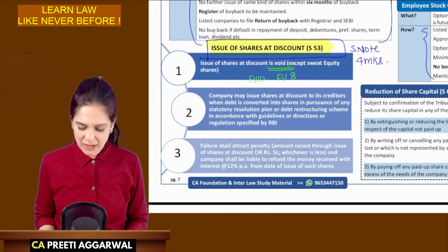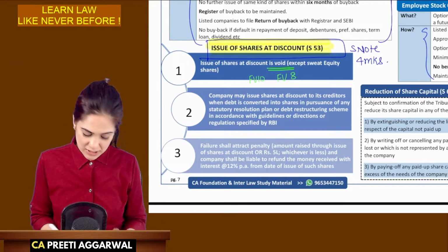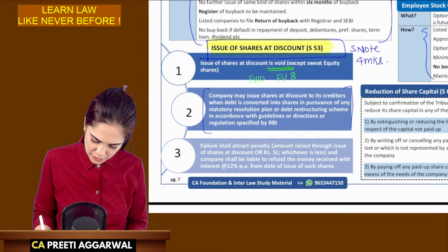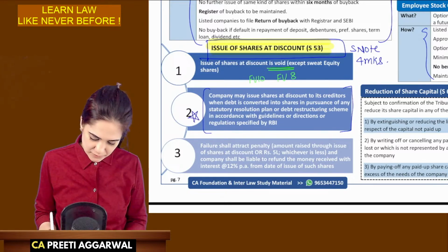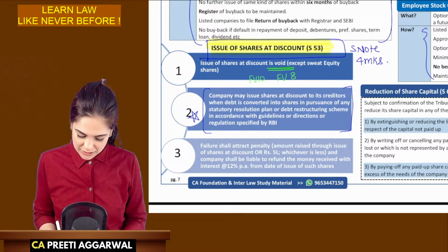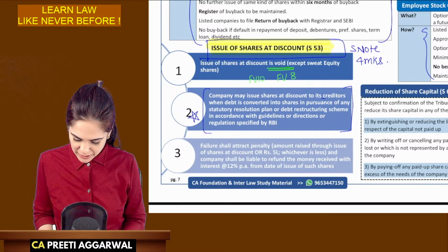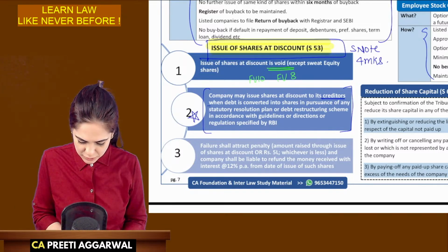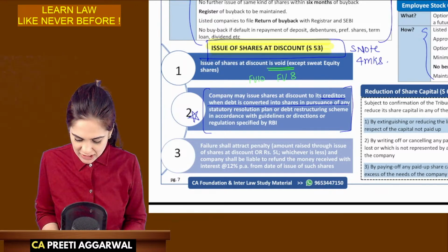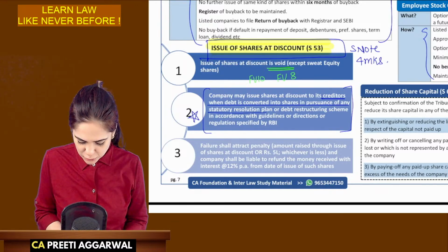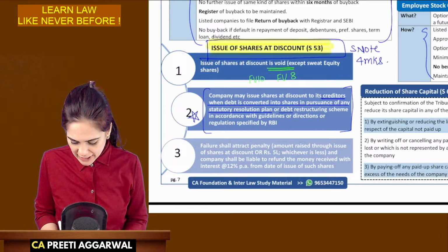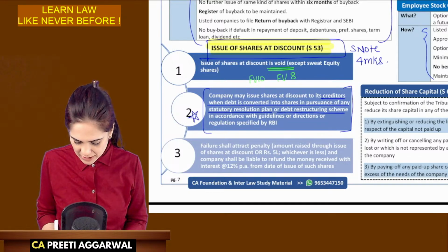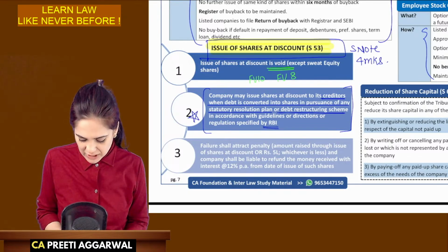The company may, however, now these are exceptions. This is very important for exam. The company may issue the shares at discount to its creditors when a debt is converted into shares in pursuance of any statutory resolution plan or debt restructuring scheme in accordance with the guidelines or directions of SEBI.